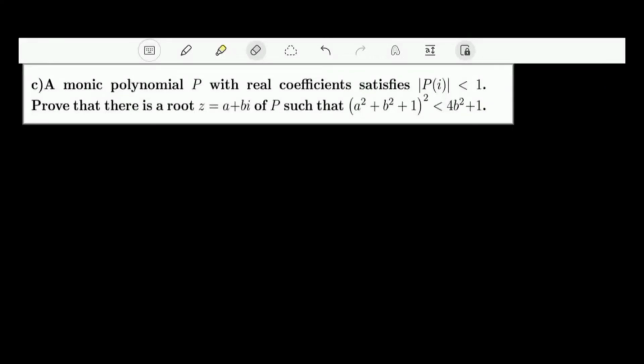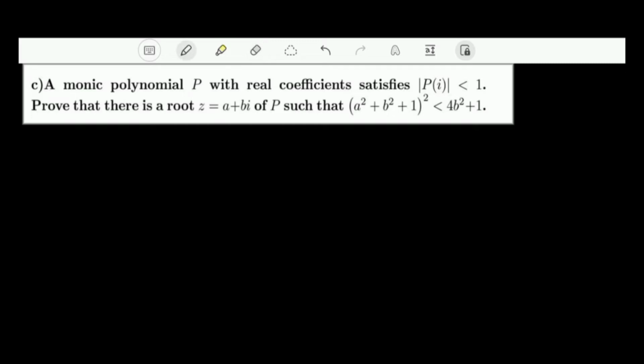So here is another nice polynomial problem. The problem states: a monic polynomial p with real coefficients satisfies that mod of p of i is smaller than 1. Prove that there is a root z = a + ib of p such that (a² + b² + 1)² is smaller than 4b² + 1.